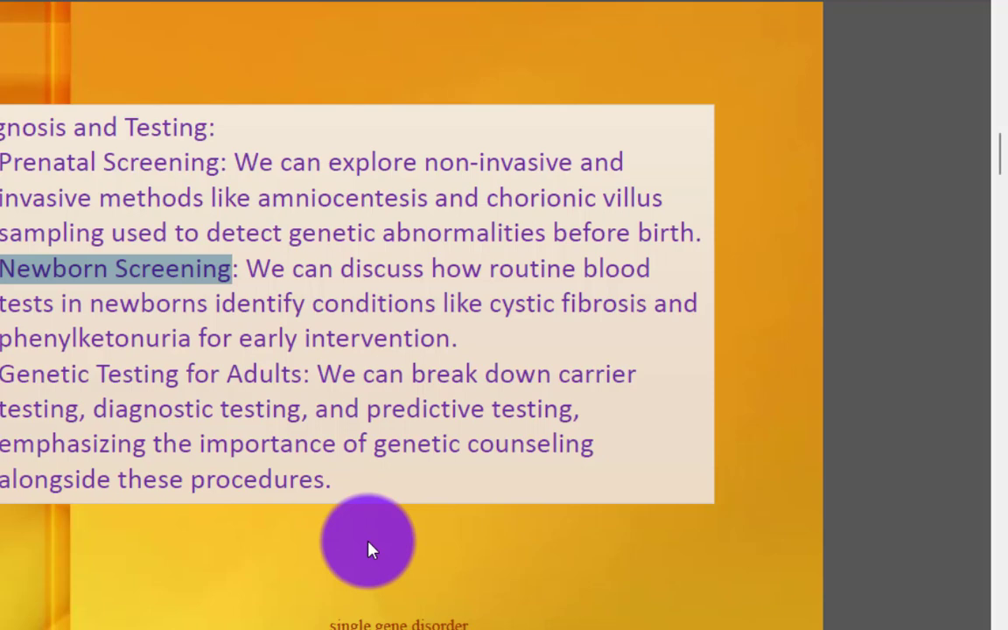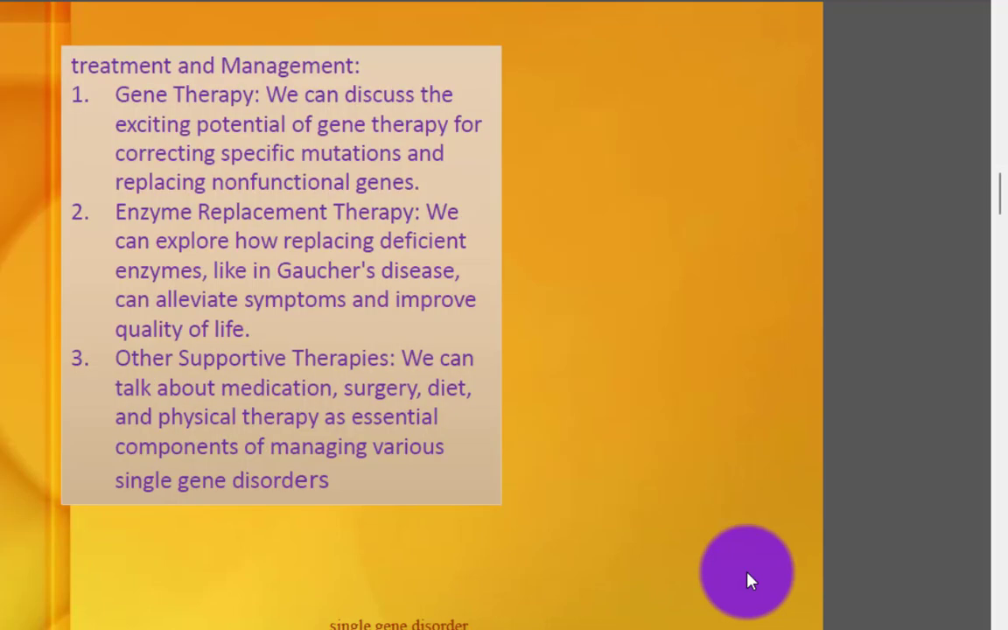phenylketonuria for early intervention. Genetic testing for adults, we can break down carrier testing, diagnostic testing, and predictive testing, emphasizing the importance of genetic counseling alongside the procedures.